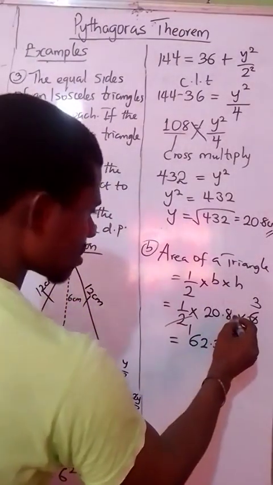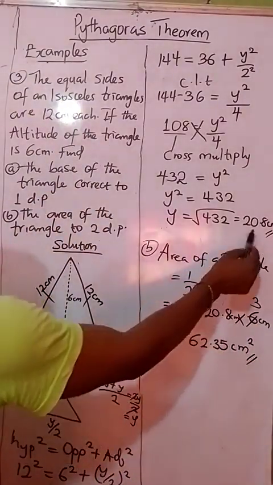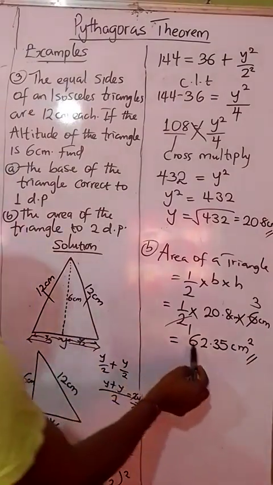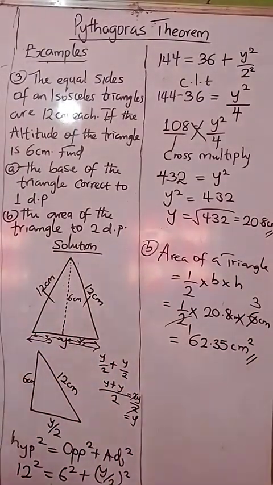Remember, this is centimeter. So 20.8 centimeter and 6 centimeter, centimeter times centimeter is centimeter square. All right, thank you.